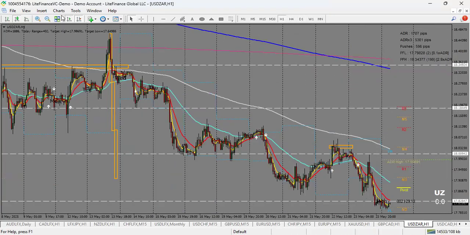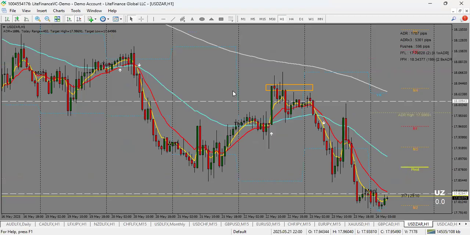So USD ZAR is a sell. I should expect the market to retrace. So that's a weak beginning false move and then continue with the sell.